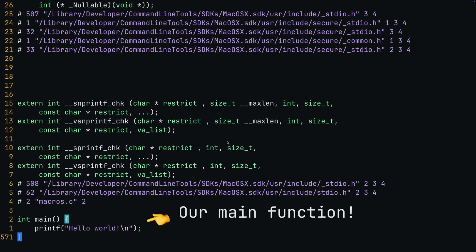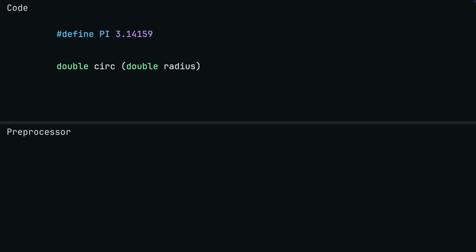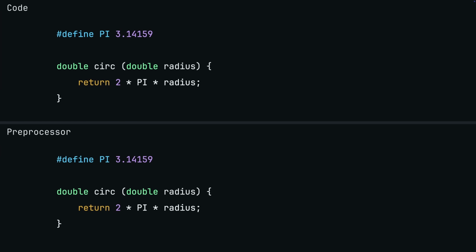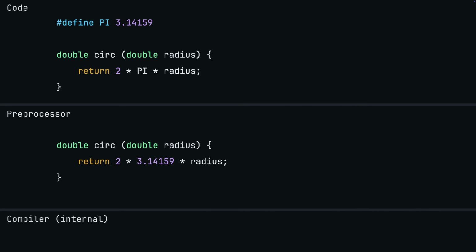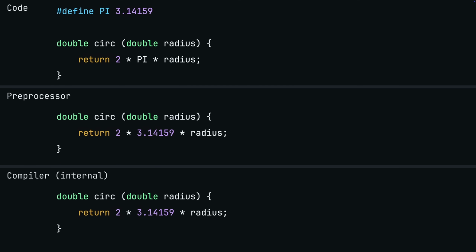The preprocessor has a couple of other commands, like define, which is useful for constants. Again, the preprocessor just takes this and replaces the word pi with 3.14159. I'll also point out that this 2 times 3.14159 will get simplified by the compiler, the next step of the build process. So your code is basically equivalent to this.